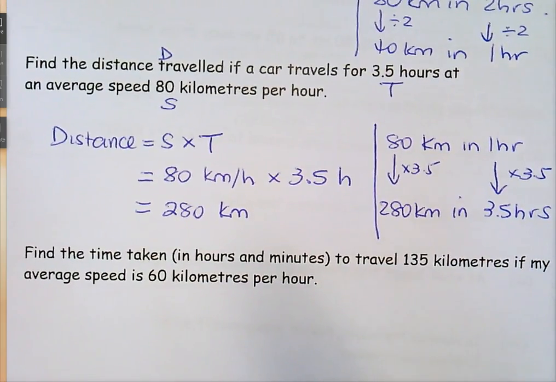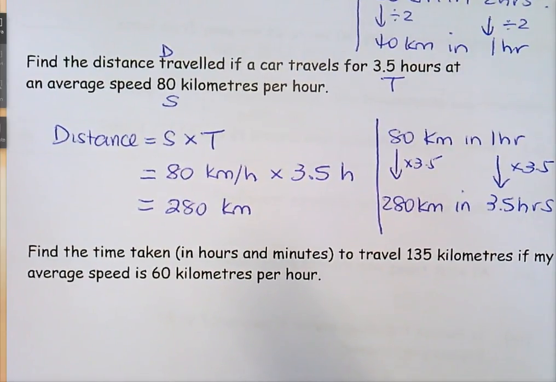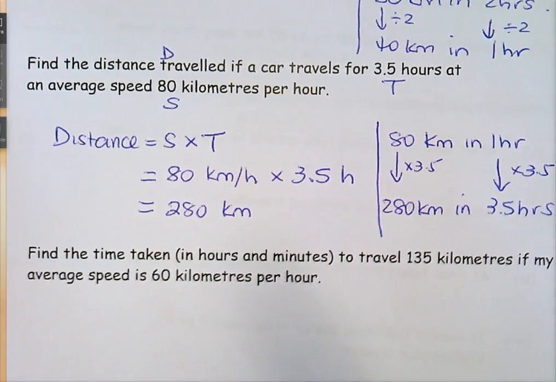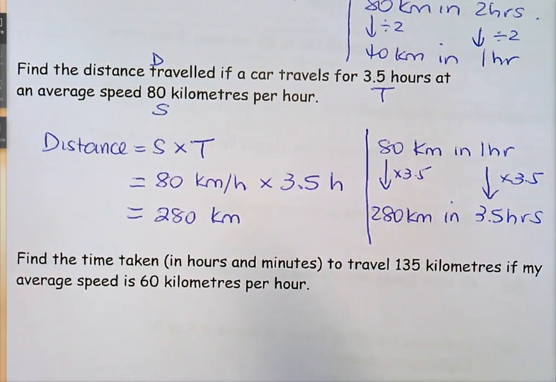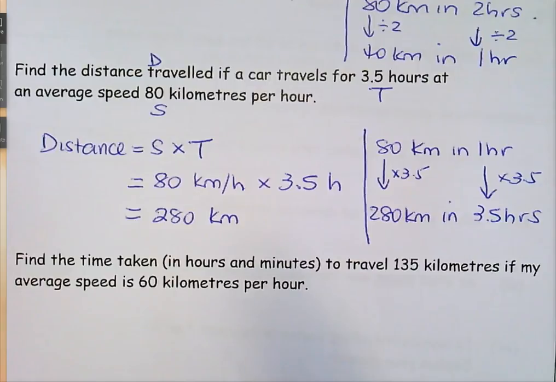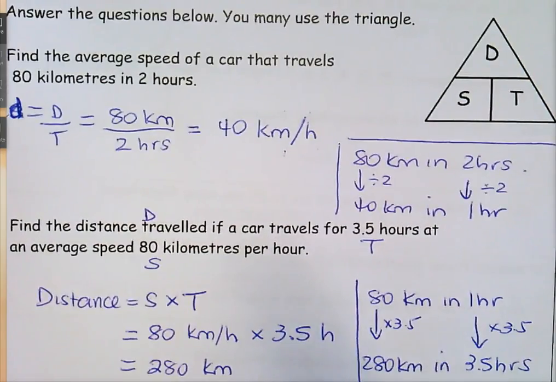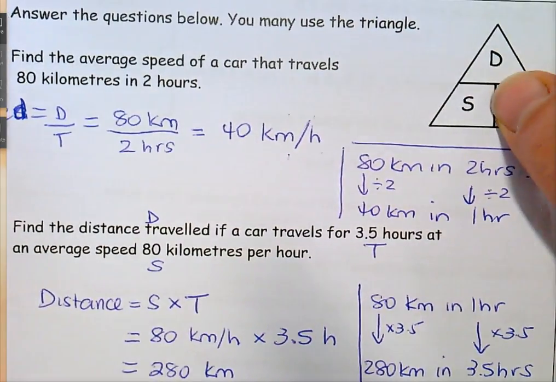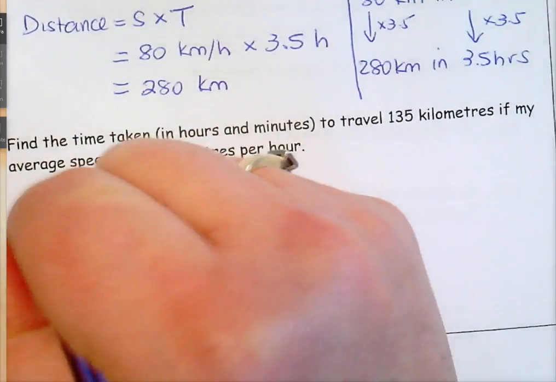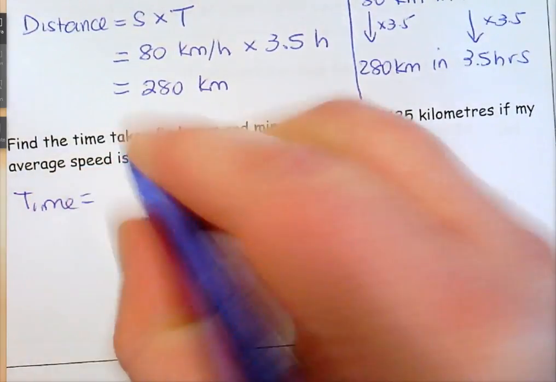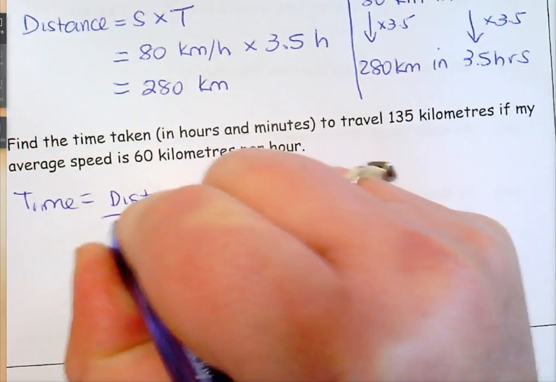Now the last one is find the time taken in hours and minutes to travel 135 kilometres if my average speed is 60 kilometres an hour. So I need time. Let's use the formula for this one. I'm going to cover time. How do we find time? You have to cover time, so distance divided by speed. Good. So in this question, time is distance divided by the speed.